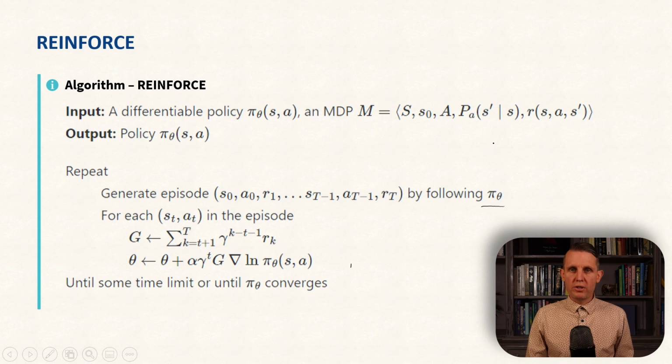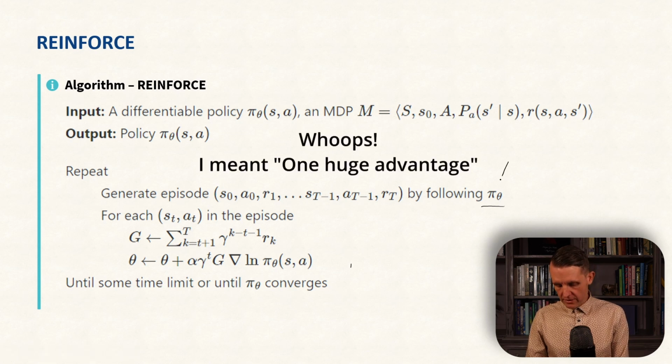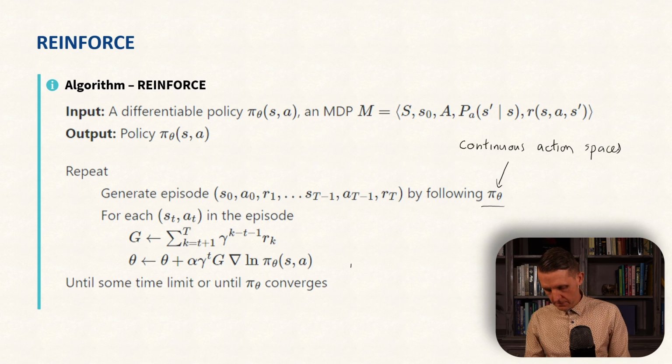This gives us one huge advantage in that it allows us to have continuous action spaces. If an action space is continuous, that means we have an infinite number of possible actions that are available. For example, we might have an action where we rotate a particular number of degrees and that degrees is given as a real number. If we have an infinite number of actions, there's no way we could possibly iterate over all of them to find the maximum.